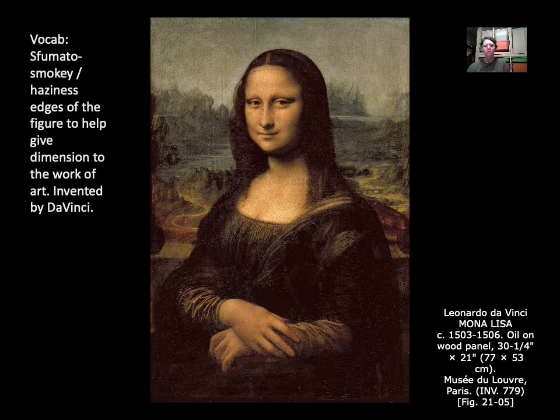We know that the sitter for the portrait was a wife of a lawyer, but we don't know that much about her. She was of no particular social standing. She would have been in the upper middle class, but she wasn't royalty or anything like that.